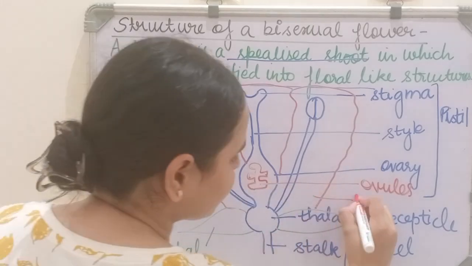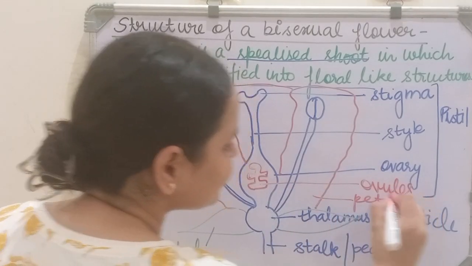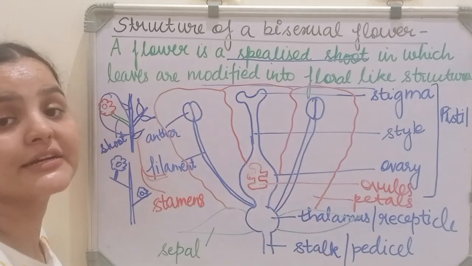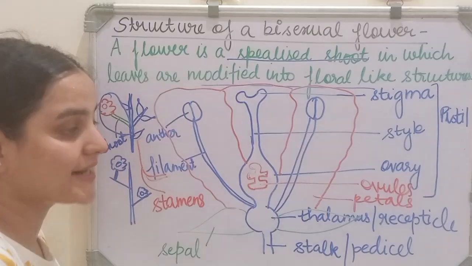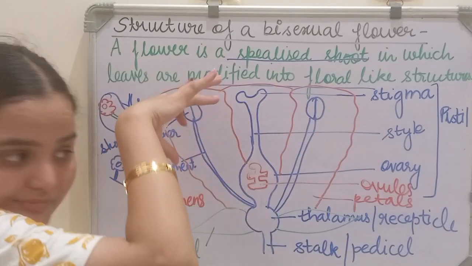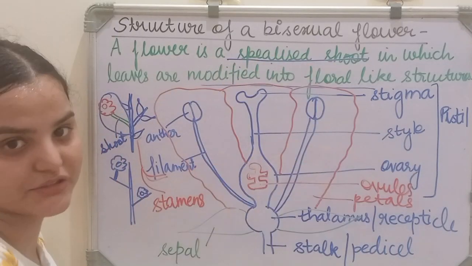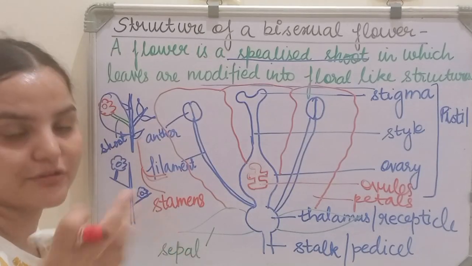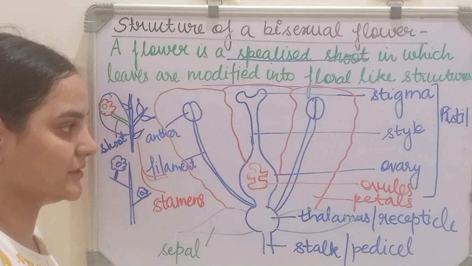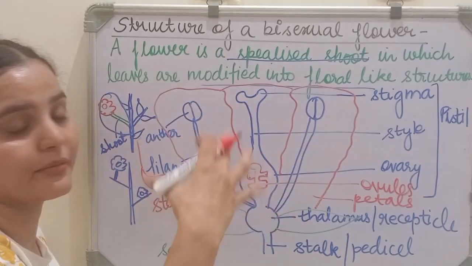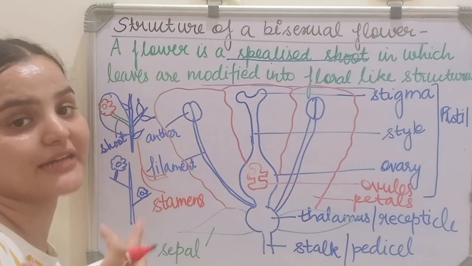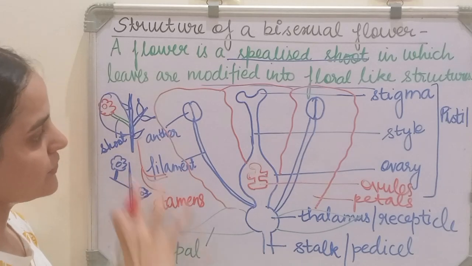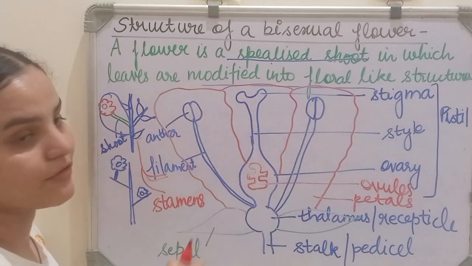These petals are of different colors in different flowers, and they are generally responsible to attract the pollinators, like insects, for fertilization only. Like we dress ourselves in different kinds of clothes just to look attractive, similarly, flowers have petals of different kinds just to look attractive for the pollinators to reach them. So this was all about the structure of a bisexual flower.